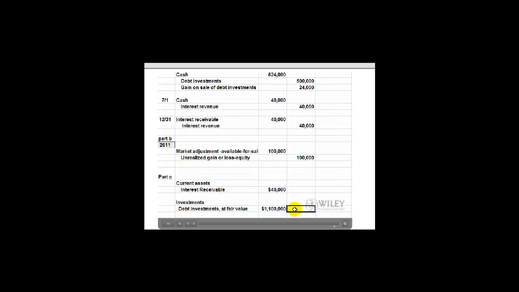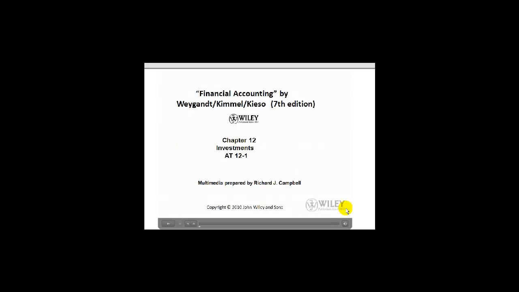Now, the unrealized gain of $100,000 would be reported in the stockholders' equity section of the balance sheet as an addition to paid-in capital and retained earnings. Okay, there you go. There's a good demonstration of the problem P12-1A.